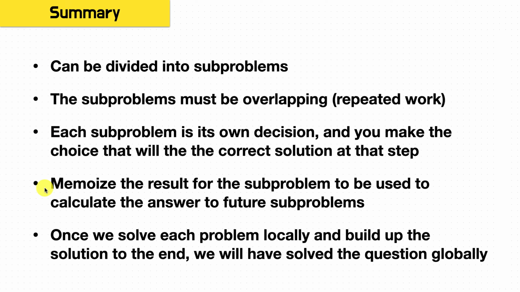We use memoization to store the result for each subproblem, so when they're overlapping, we don't perform the same calculations again. We just use these previously calculated values and don't perform this duplicate work, and this allows us to find the best answer to the current subproblem. Then, after we solve all the subproblems locally, we continue to build up these solutions until we reach the end. Then once we're finished solving all these subproblems, we'll also have the global solution, and this will be the answer to the problem. And that's dynamic programming.